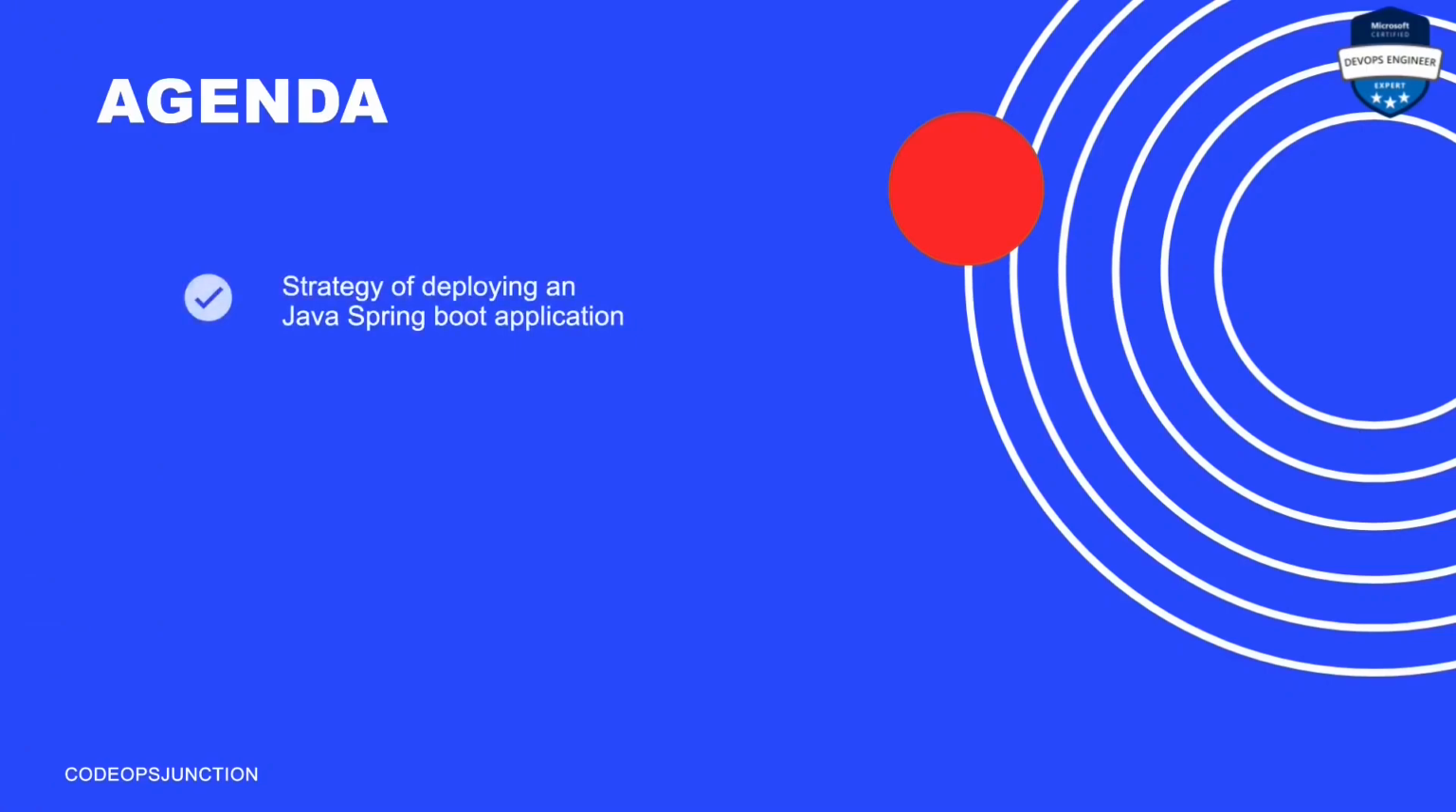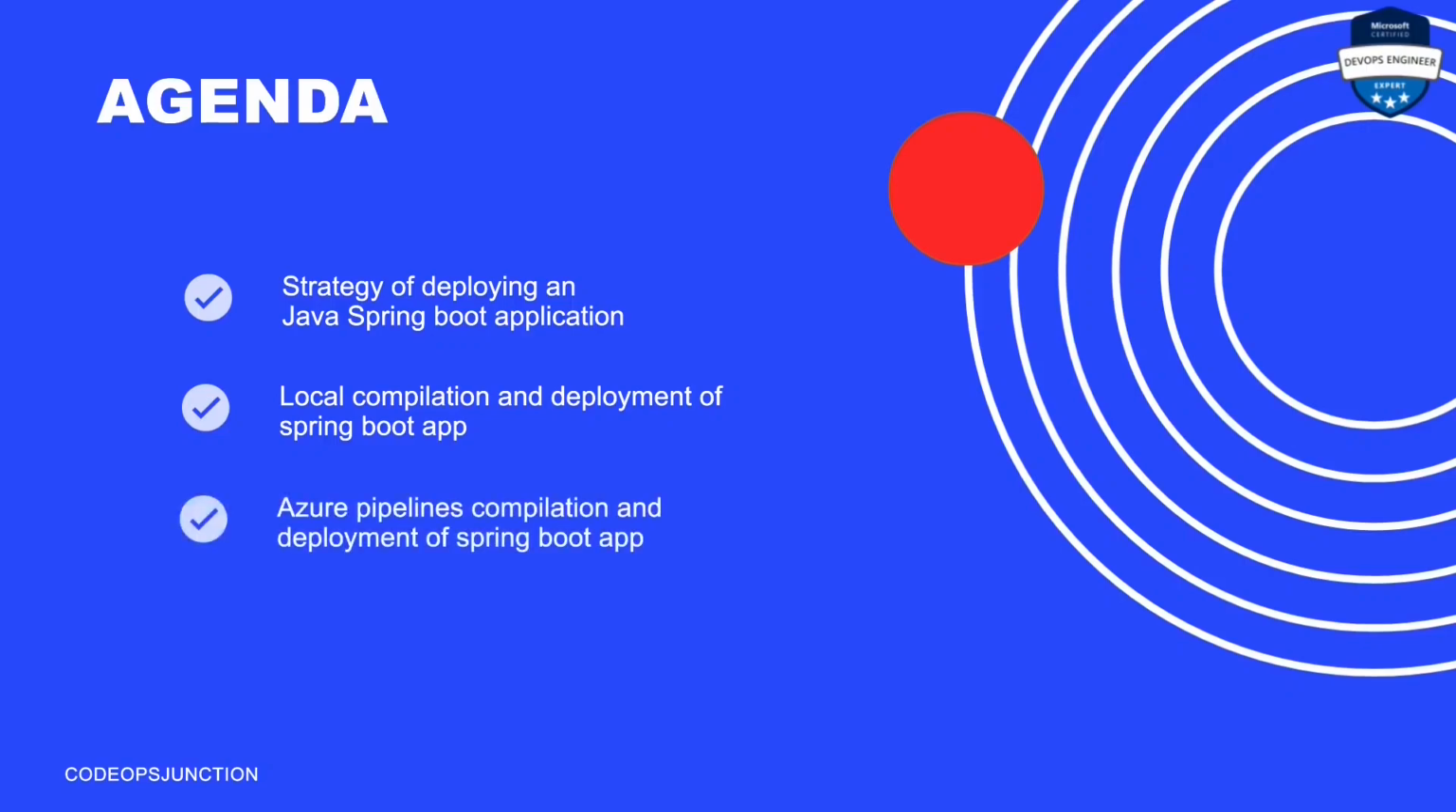First, we will see the strategy of deploying a Java Spring Boot application. Second, we will see local compilation and deployment of a Spring Boot application. At last, we will see Azure Pipelines compilation and deployment of the Spring Boot app.